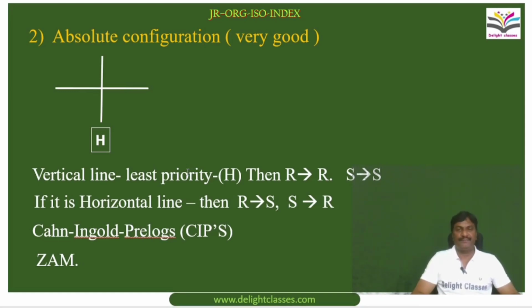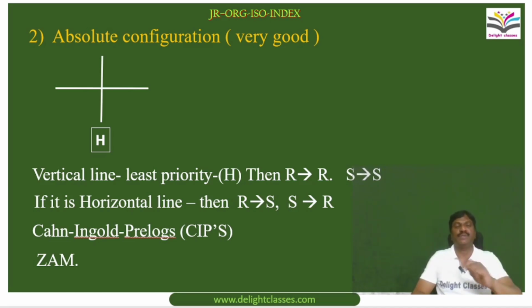Absolute configuration. The least priority group, based on atomic number, is placed in a vertical line. Atomic number is lowest for hydrogen, that is placed in a vertical line. If it is in a vertical line, then R configuration becomes R, S becomes S. Then what happens, sir, if it is in a horizontal line? Then R becomes S, S becomes R. How to identify?